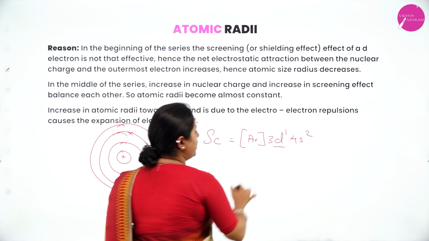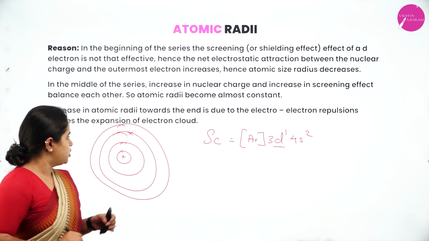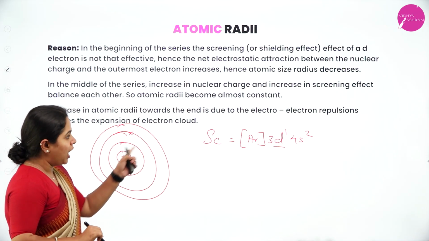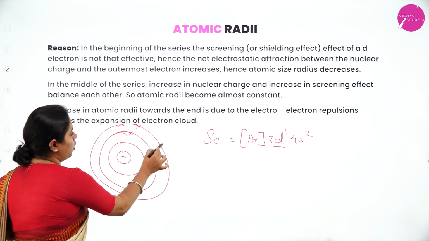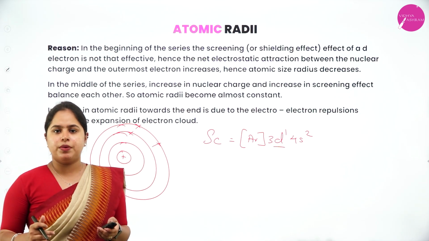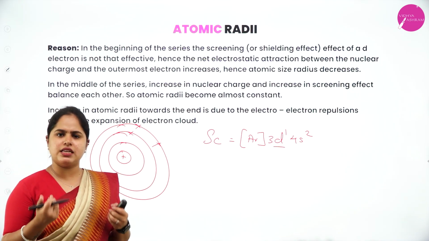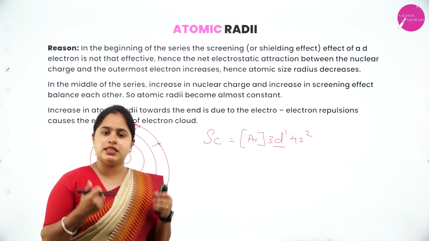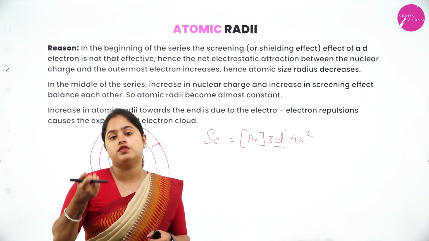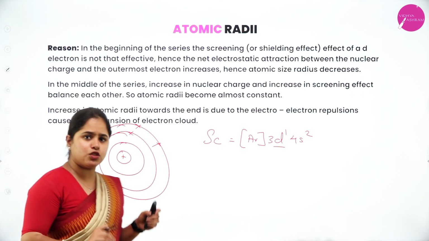Only one d electron is present. That is present in the inner shell and you have 2 electrons in the outermost shell, right? So what happens here? The inner electrons will have only very less screening effect. As there are only a few d electrons, the screening effect or the shielding effect of the d electrons will be very less. So what happens?